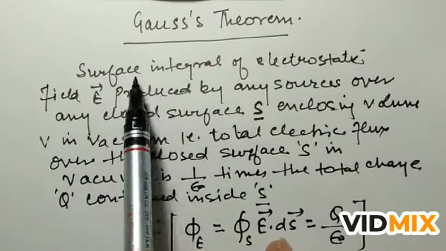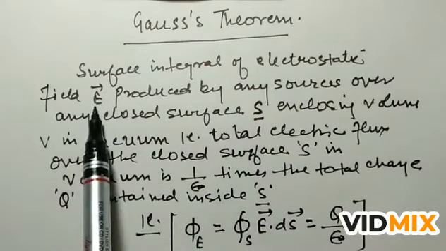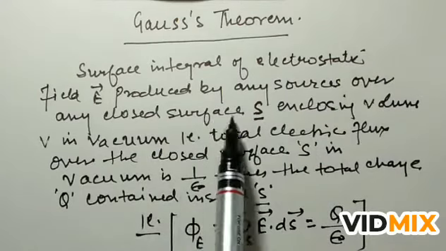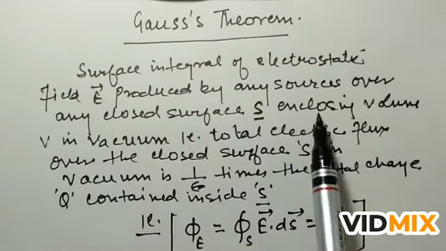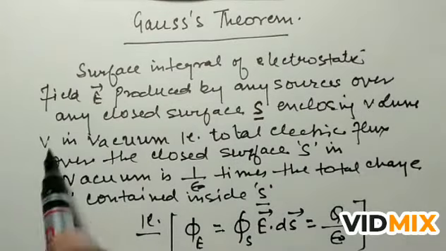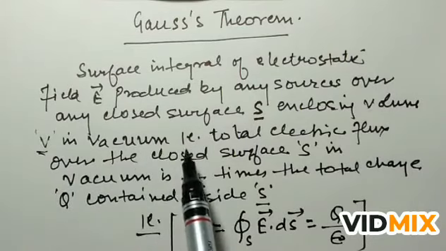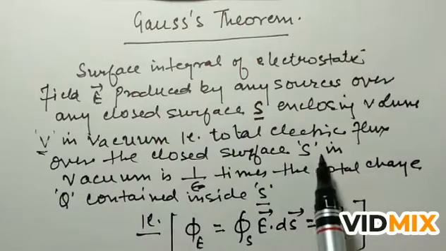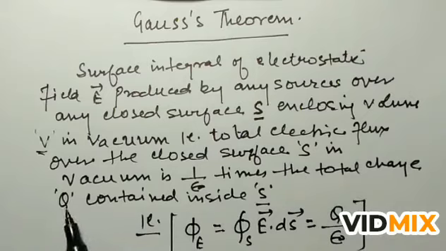Gauss theorem is a surface integral of electrostatic field E produced by any sources over any closed surface S. S is the surface, E is the electric field, enclosing volume V, in vacuum. That is, the total electric flux over the closed surface S in vacuum is 1 by epsilon naught times the total charge Q contained inside the surface.